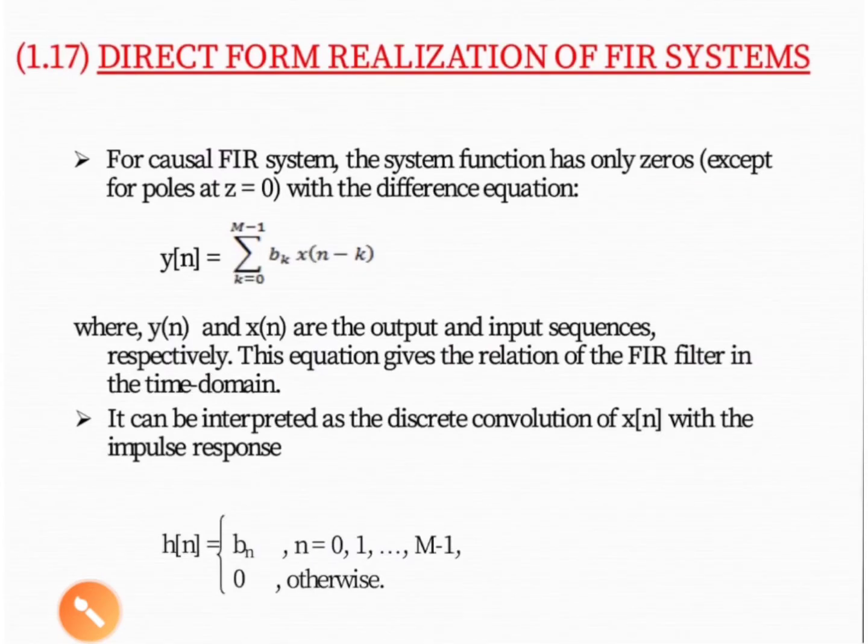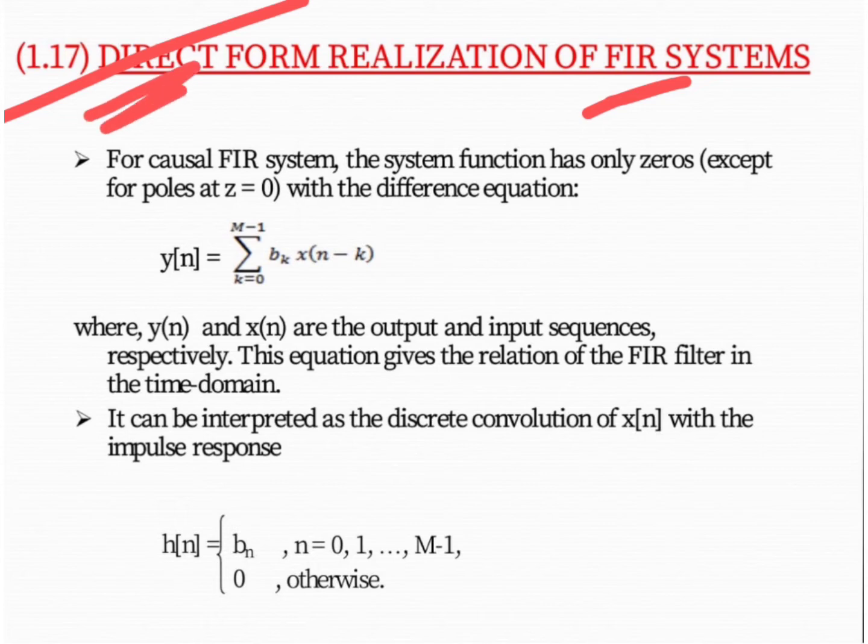Now moving to direct form realization of FIR system. Previously we discussed IIR realization techniques, in which we have two direct form structures, direct form 1 and direct form 2. Here in the case of an FIR system we have only the direct form realization, which is similar to direct form 1, because in direct form realization first of all we have to realize zeros and then poles. As we know, in an FIR system we have only zeros. So direct form 1 is somewhat similar to the direct form realization of an FIR system.